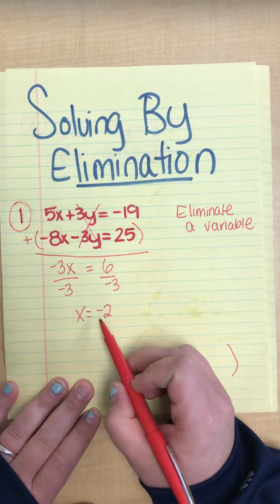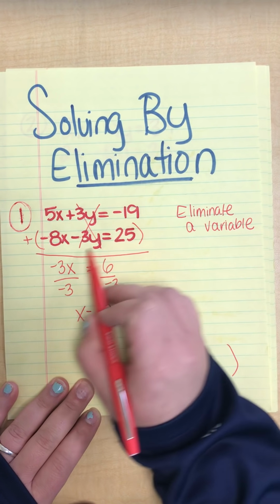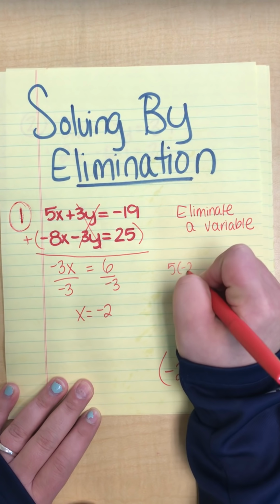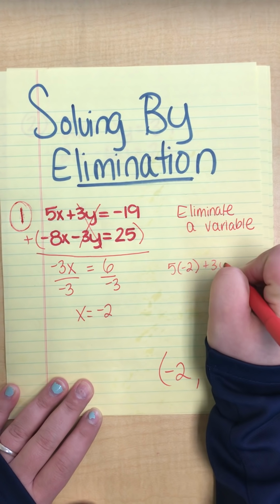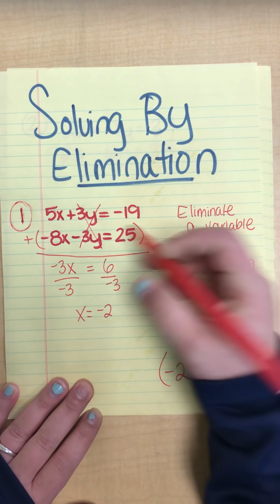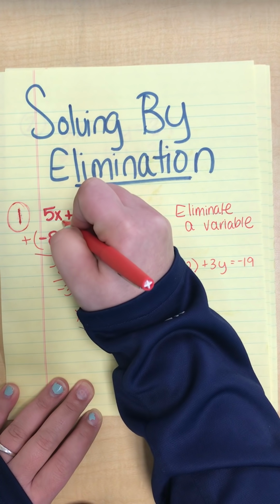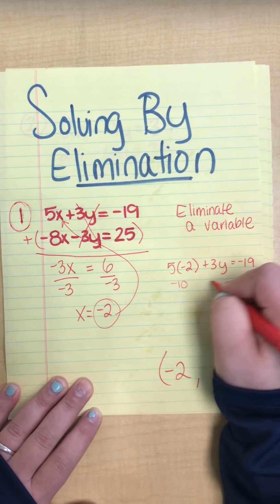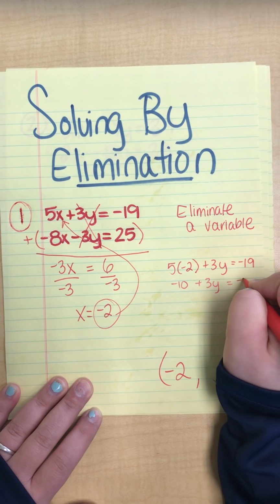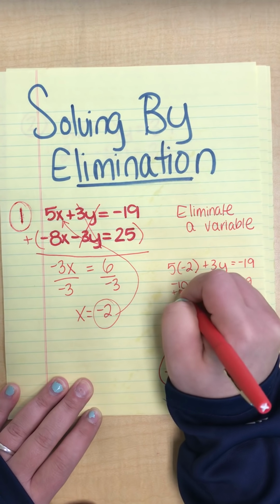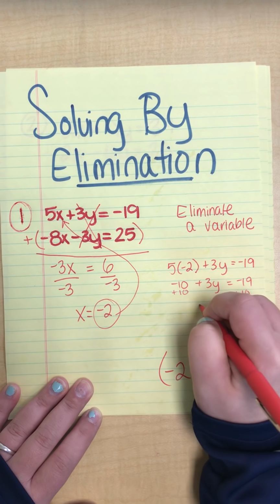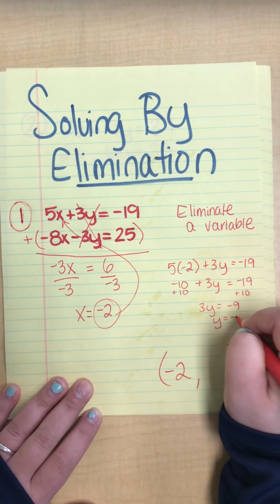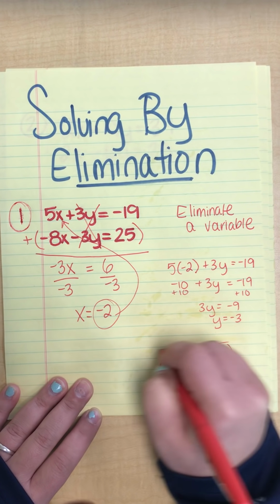All right, and then we can take this negative 2 and plug it in either equation. It doesn't matter which one. So now I have 5 times negative 2 plus 3y equals negative 19. I just plugged it in the first one. All right, so negative 10 plus 3y then equals negative 19. Add the 10 over. So 3y equals negative 9. So y would be negative 3. And there's your answer.